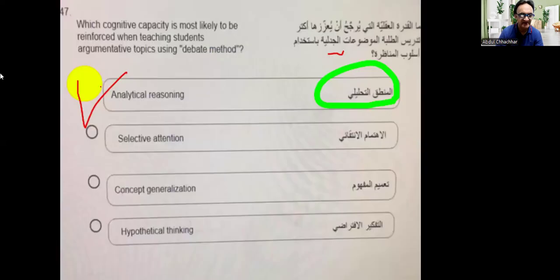So back to the question. So neither this selective, it's not a concept generalization, it's not a hypothetical. This is what we call the analytical.